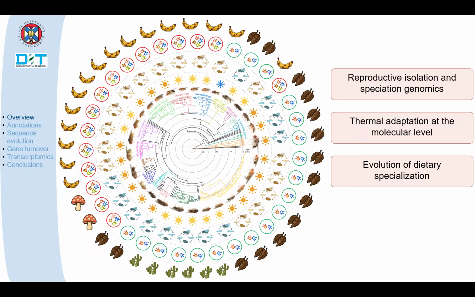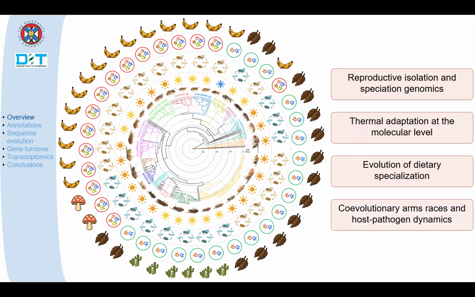And all of these are connected with immunity, because ecology affects the pathogen community that flies are exposed to, which shapes how the immune systems evolve. So this will be the focus of this talk.